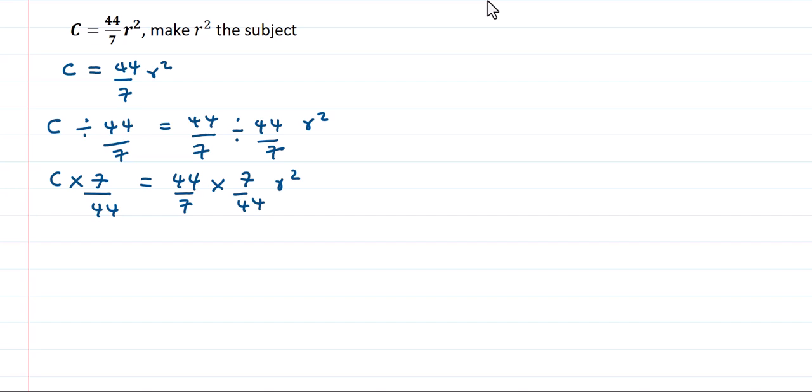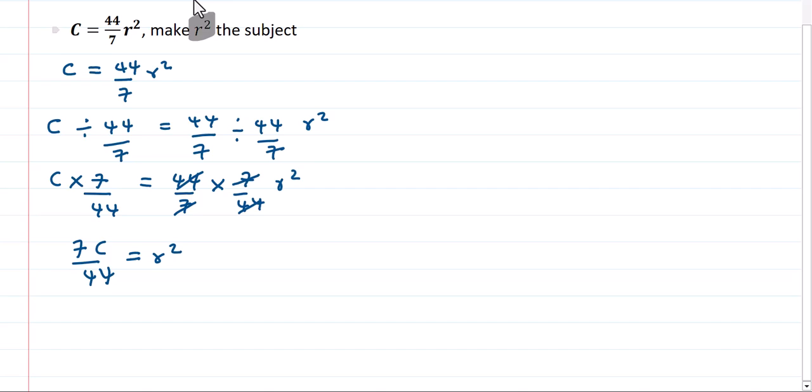So from here, we can have that c times 7 gives us what? 7c over 44 is equal to, 44 cancels out this, and then 7 cancels out this, and then we are left with what? R squared. We do not need to take the square root of both sides because we are not asked to solve for R. We are asked to solve for r squared. And that is exactly what we have solved for here.